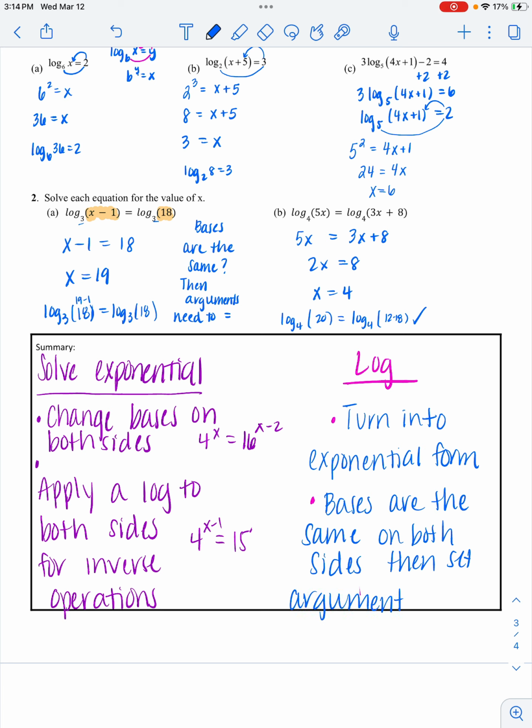Okay, so these are going to be the 4 ways we approach equations. If you have an exponential, it's 2 options. If it's a log, there's 2 options. You have to make sure that you do the correct one, because you will be given a whole bunch of equations all at once, and you have to pick the correct method on how you're going to solve it.